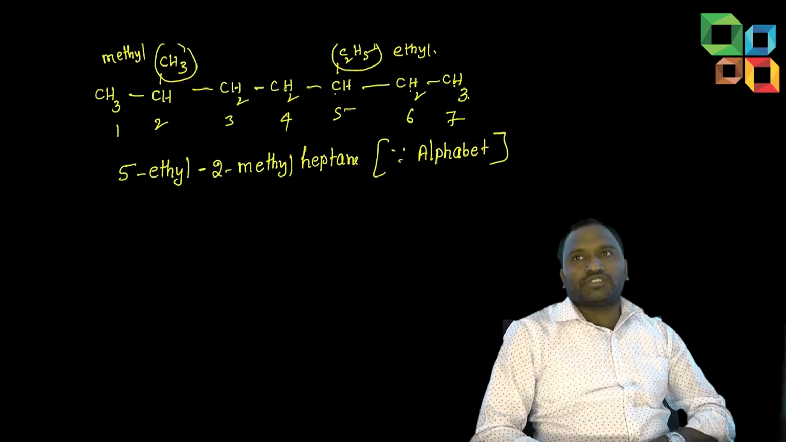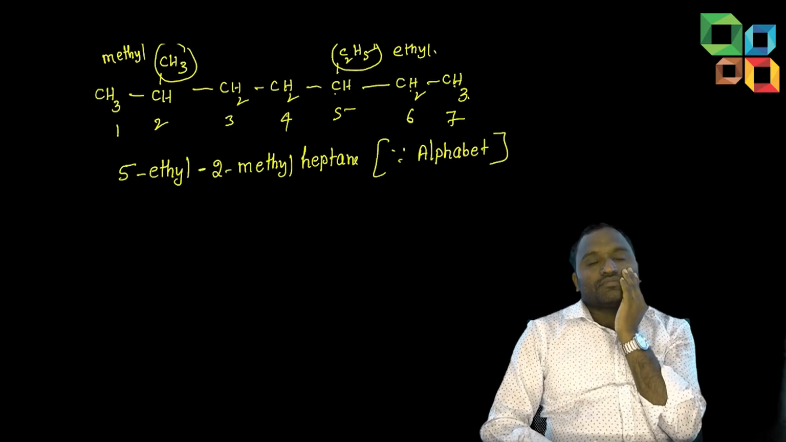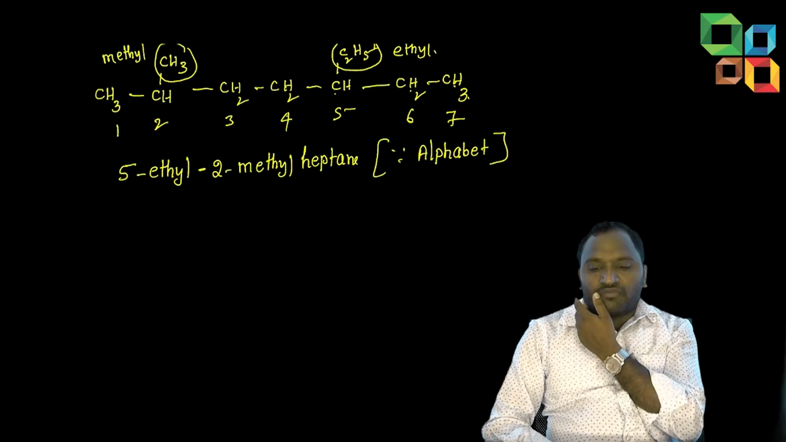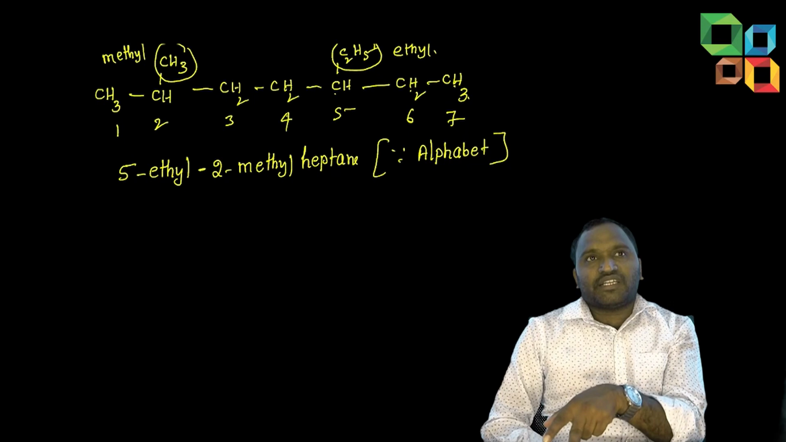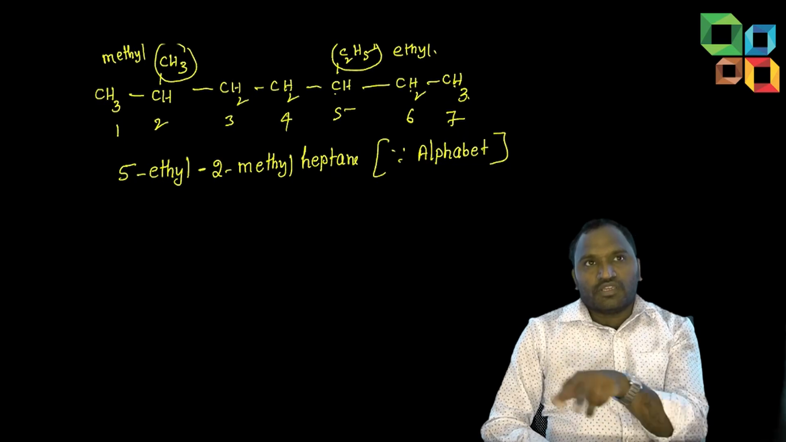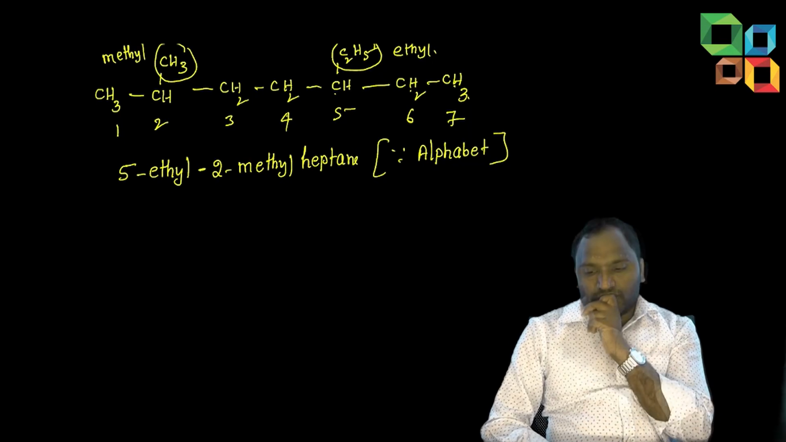Any doubts, students, in this? Sir, why can't we do it from right to left? Why can't we do the numbering from right to left? If you give it from right to left, your substituent is getting the third position, no? First substituent here. And from this side, if you give it, the second one is getting the substituent.